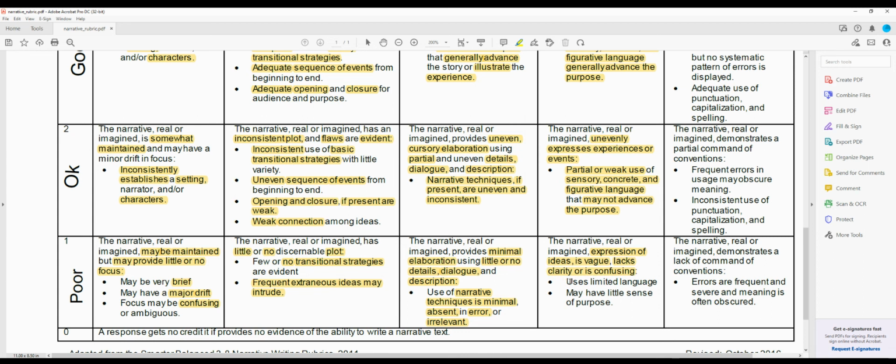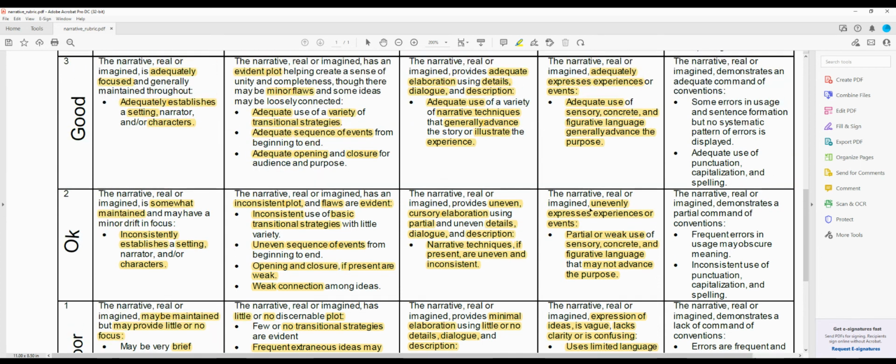Uses limited language, so that might just be everyday words, may have little sense or purpose. You didn't go through your draft and help to choose specific spots to help paint a picture for your reader. If you didn't do that, then you get poor for language and vocabulary.